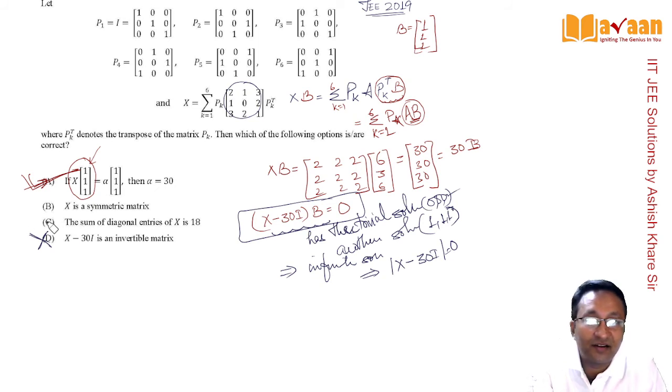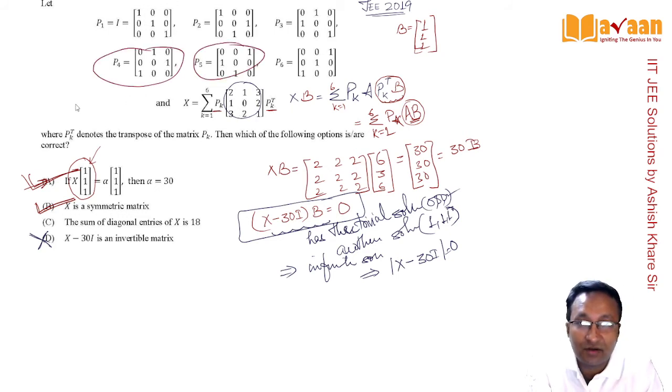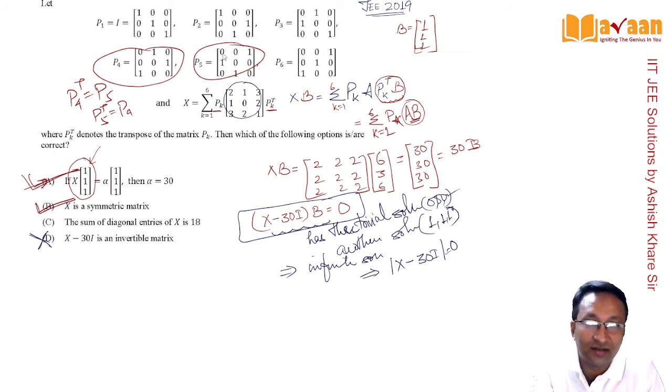X is a symmetric matrix, so I guess this is pretty obvious to observe, because all these matrices are symmetric, so when we multiply them we get a symmetric result, except this P4 and P5. But what we need to observe is that transpose of P4 is P5 and transpose of P5 is P4. Just have a look and check. Yeah, so when I take that sum, the individual components might not be symmetric matrices, but their sum is definitely symmetric, so I take option B also.